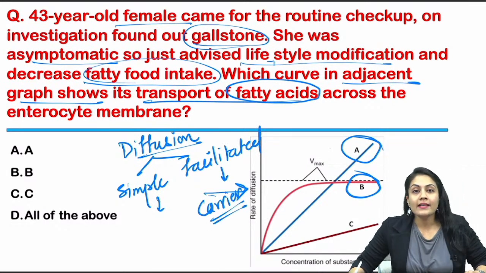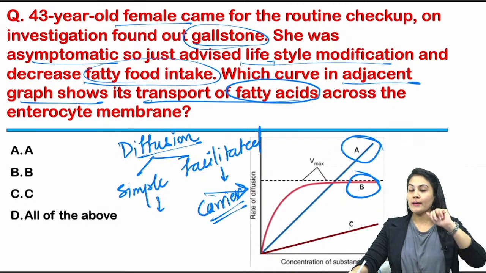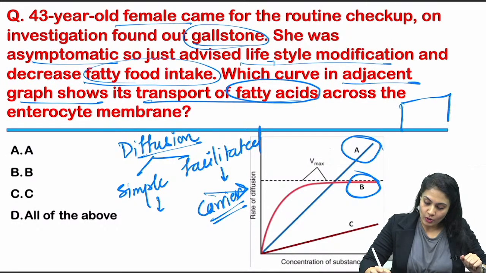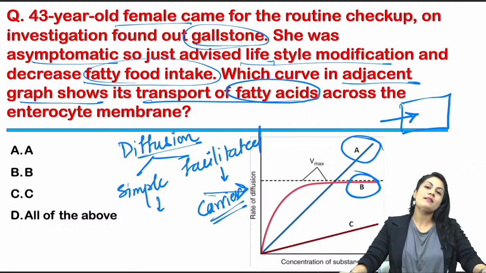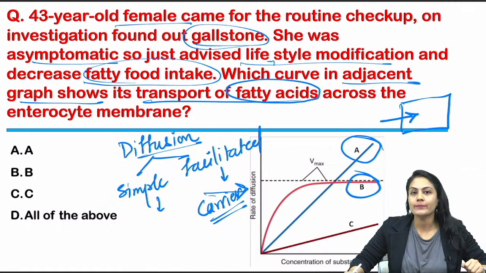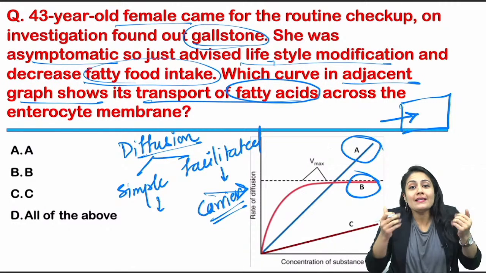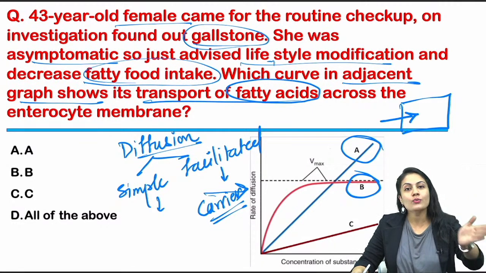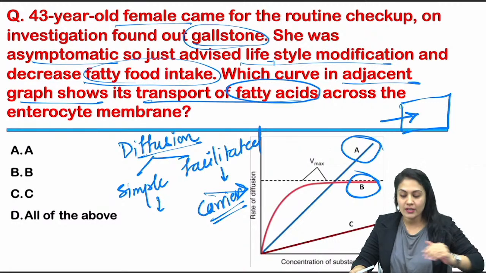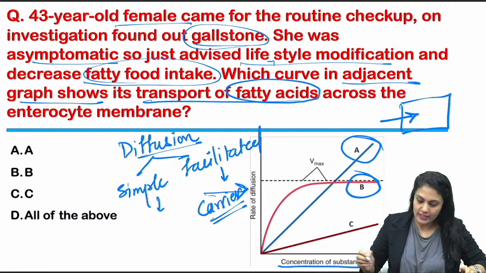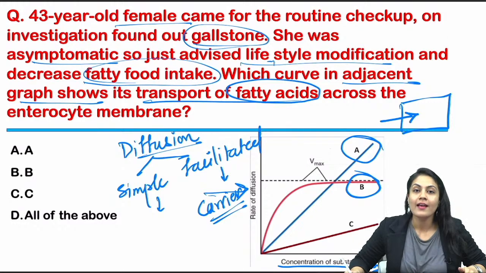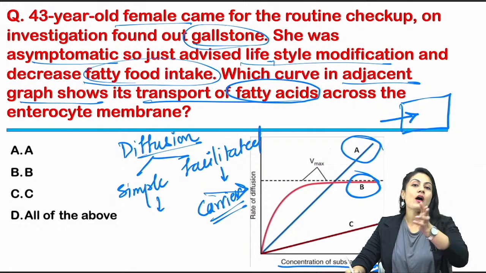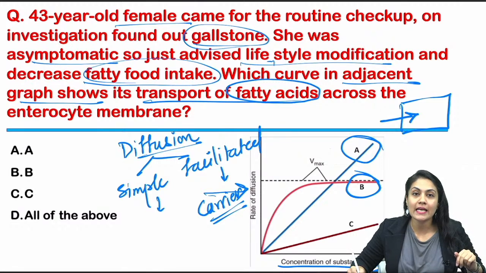When are we going to need the carrier? When the substances are lipid soluble or water soluble. There are two types of substances. Lipid soluble substances can easily cross the membrane and water soluble substances need the carrier, right? Fat itself is a lipid. We do not even need to think of it, right? So as you increase the concentration gradient, the movement of the fats is going to increase. They do not need any carrier.